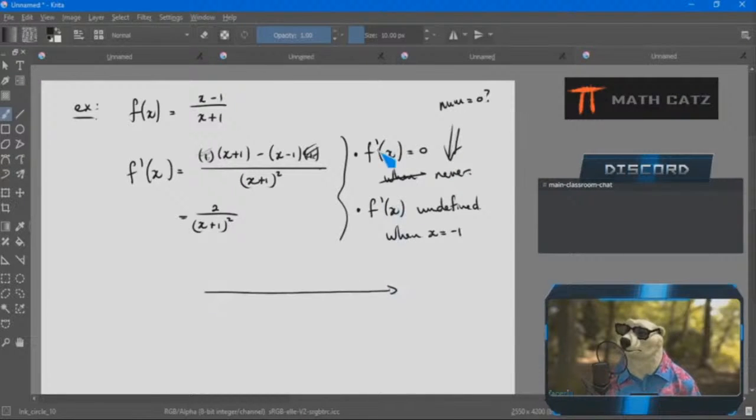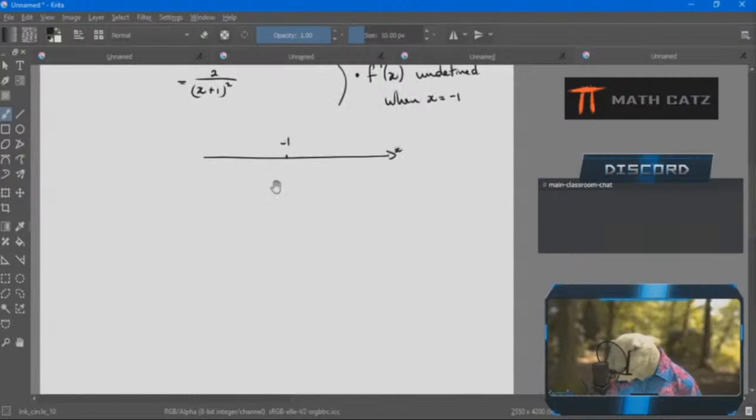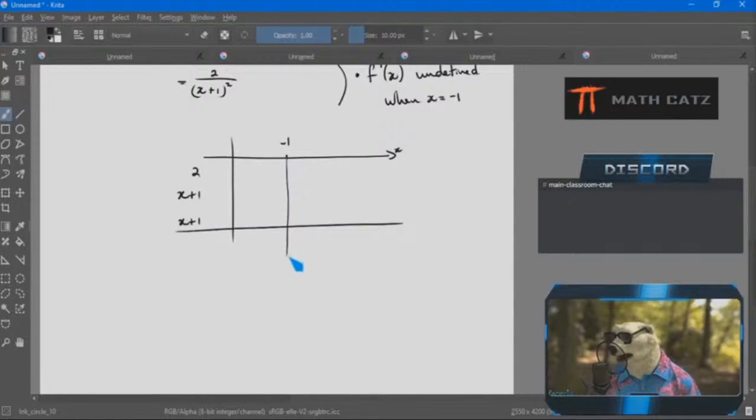Regardless, out of these 2 checks, and it's only going to be these 2, 0 and undefined, I am going to list all the x values that come out of that. And in this case, maybe a little boring, it's only one of them, only the -1. Regardless, a simple table is just better. I'm listing everything, the 2, and there are 2 x plus 1s. And my x values are only split up into 2 intervals. There was only 1 x value that came out of this. They're going to combine to give me the derivative.